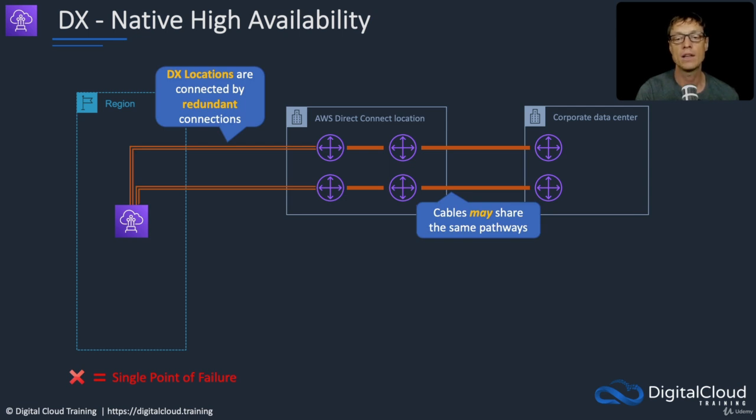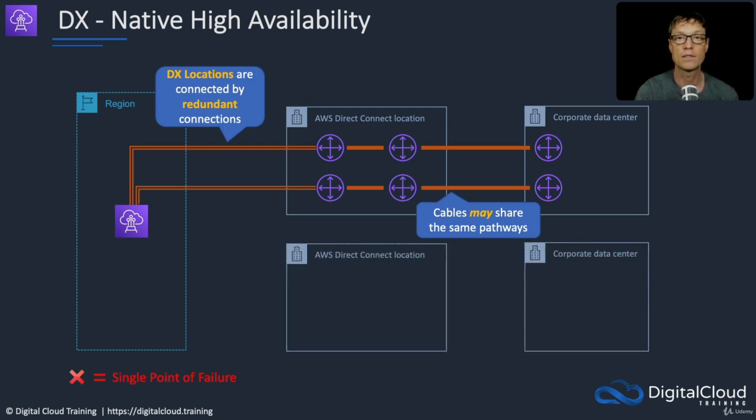Bear in mind that the physical cables here are going from this physical location to this physical location. So these two cables could actually share the same pathway. So if something happened, like a digger came along, dug up a road and took out some cables, well, in that case, both of these could go at the same time. So we still have the two locations as well. Those are still single points of failure.